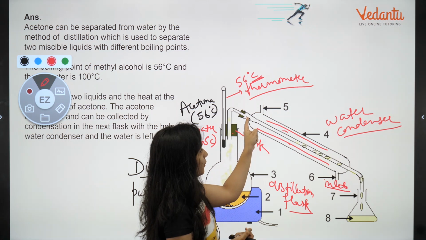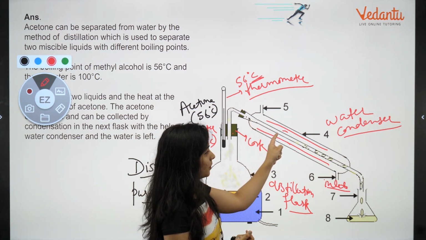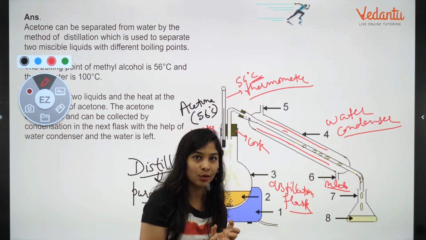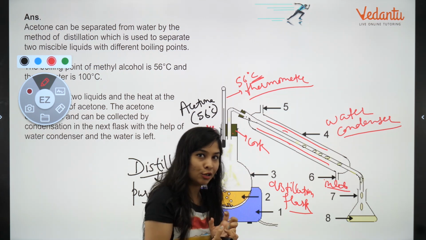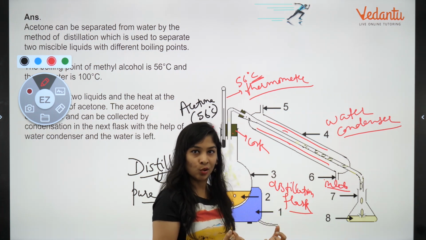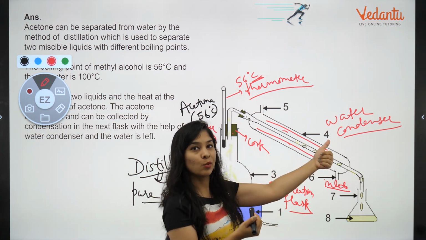As soon as the vapor of acetone starts coming out here, what will this water do? Take the heat of acetone. When it is taking the heat of acetone, acetone is going to convert into liquid. Condensation हो गया acetone का. That's why it is known as water condenser.